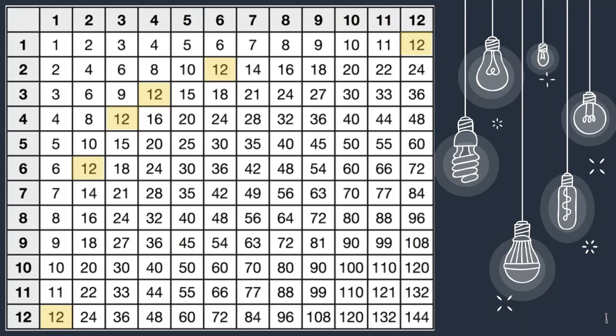Now, look at which columns have a 12 in them. The 1s column has a 12, the 2s, the 3s, the 4s, the 6s, and of course the 12s. So, there's your factors right there.